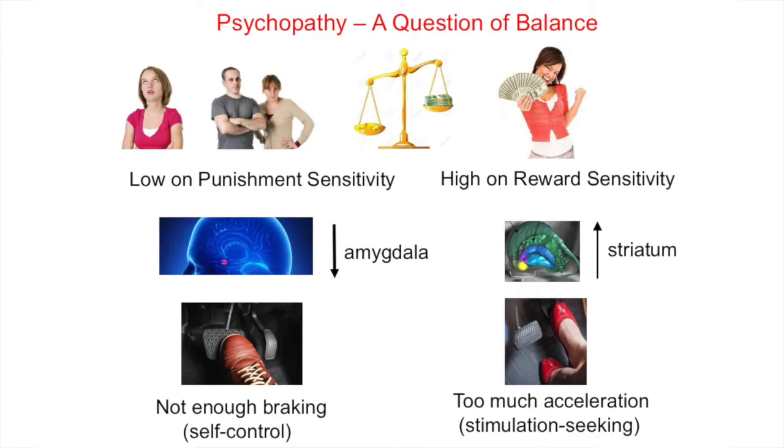That's on the one hand, decreased function and structure of the amygdala. On the other side of the scales, there's a high sensitivity to reward. They are attracted to rewards. Maybe they've got their foot more on the accelerator, seeking out stimulation. And we think that the neural basis to that, in part, is abnormalities to the striatum, which is enlarged in psychopaths and also is more sensitive, seemingly, to rewards.